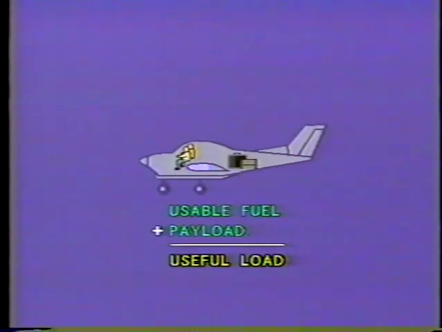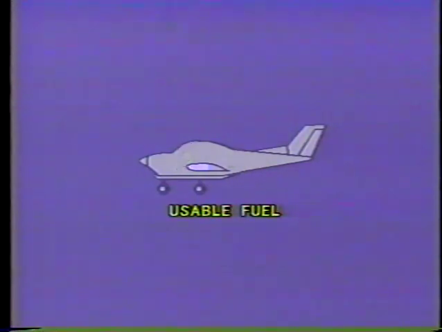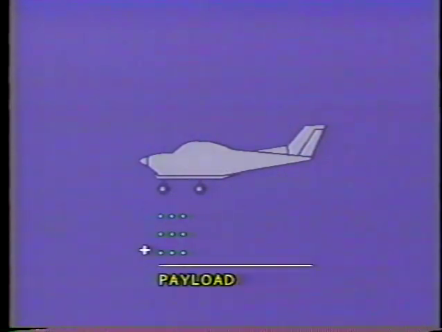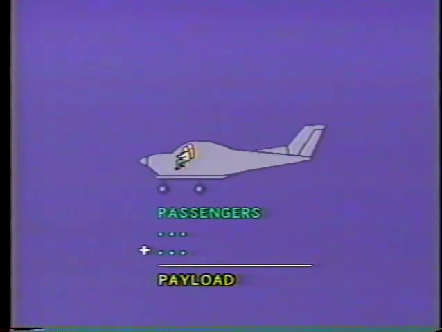Useful load includes everything that can be added to the airplane until its maximum weight is reached. This includes usable fuel plus payload. Usable fuel is the weight of the fuel aboard the plane that is available to the engine. Payload includes the weight of the passengers, cargo, and baggage.